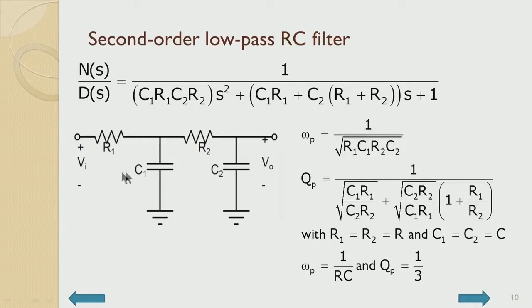So, this transfer function, we have written it so many times: 1 by 1 plus sC1R1 plus sC2R1 plus R2, that is the coefficient of s. s squared means two capacitors coming, sC1R1, sC2R2. So, that is the transfer function. Omega p is recognized as 1 by square root of R1C1R2C2, and Qp is this. And R1 equal to R2 equal to R, C1 equal to C2 equal to C, omega p is 1 by RC, Qp is 1 by 3. This is a simple design procedure.